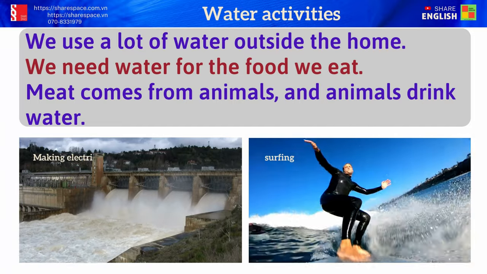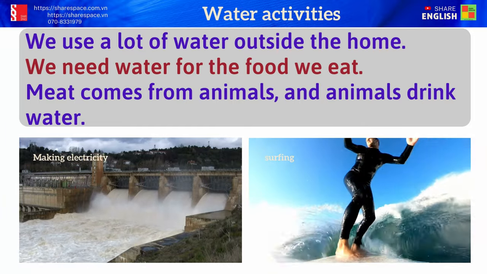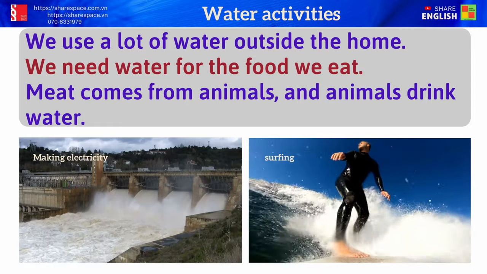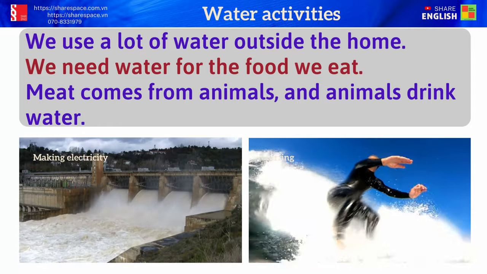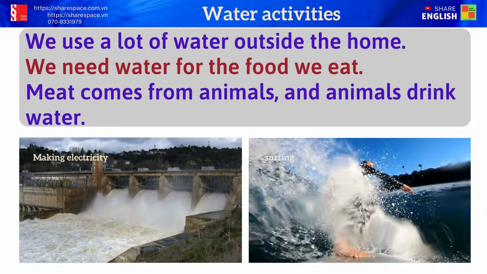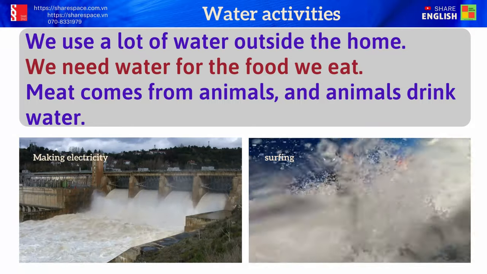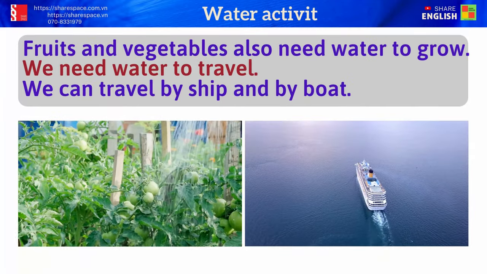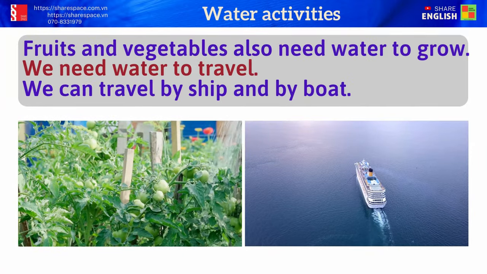Water activities. We use a lot of water outside the home. We need water for the food we eat. Meat comes from animals, and animals drink water. Fruits and vegetables also need water to grow.